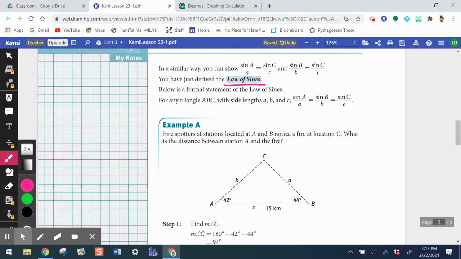So we have just figured out, using the sine ratio from right triangles, we have used it now to find side lengths of other triangles. In fact, it says for any triangle ABC with side lengths a, b, and c, this is true. We just proved that this is true. Not sure why that just happened, but we'll clear that up.